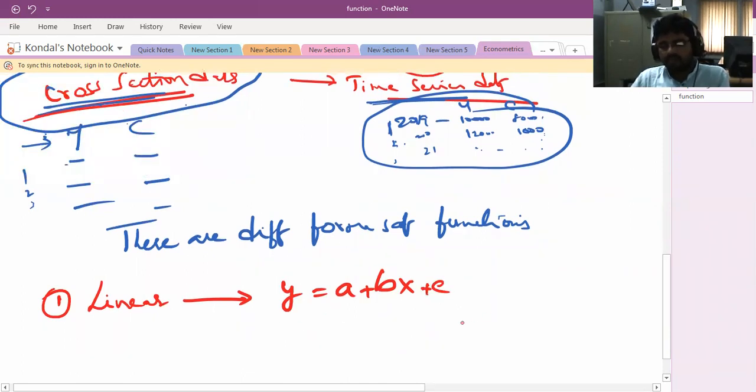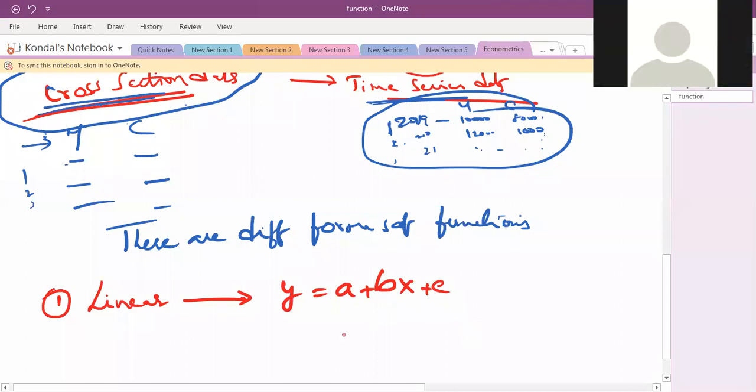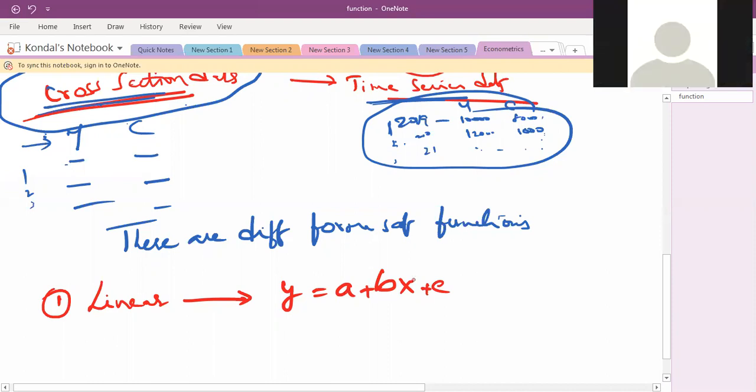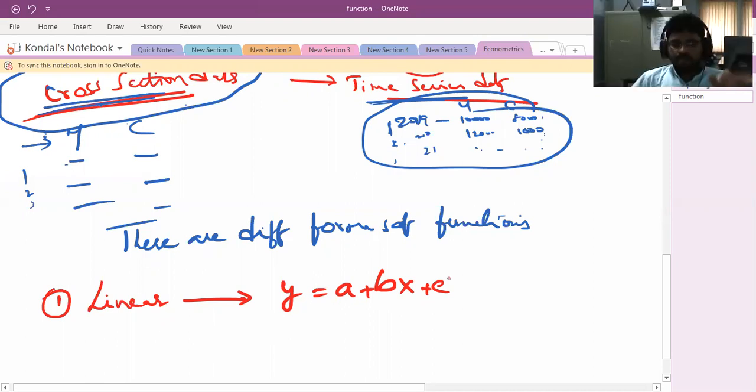Am I right? Hello, are you there? Yes, sir. What is meant by linear function? The linear function is a function whose power value is equal to 1. Here power value is only 1, therefore it can be called a linear function.